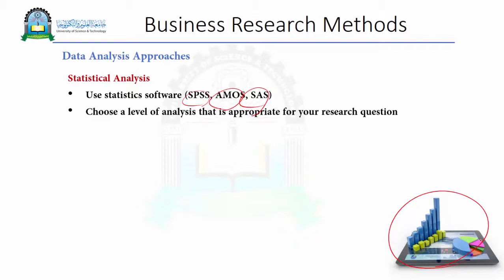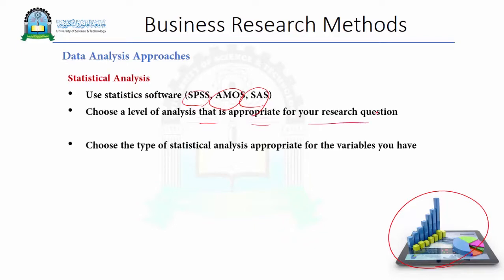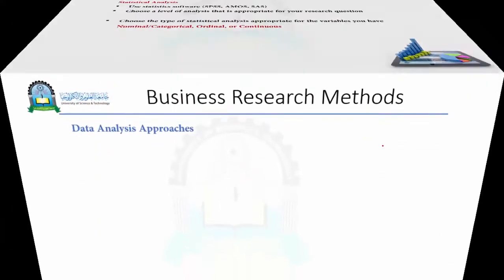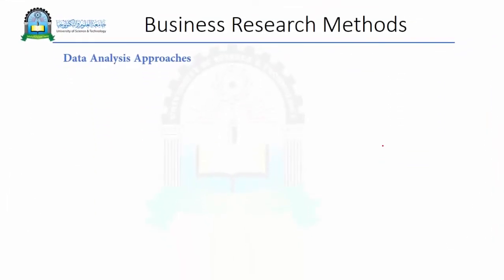So use one of the software, and then choose the level of analysis that is appropriate for your research question. Then choose the type of statistical analysis appropriate for the variable you have, whether it is nominal, categorical, ordinal, or continuous. You need to choose the statistical approach from the beginning, because we have different types of variables and accordingly different types of tests.